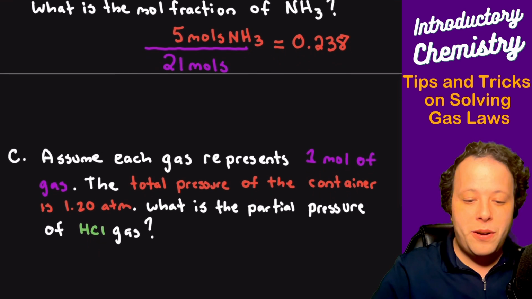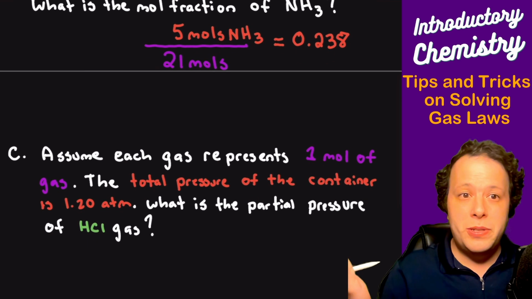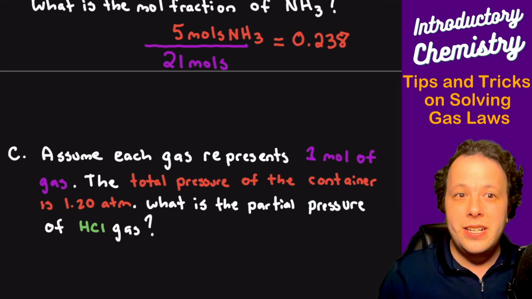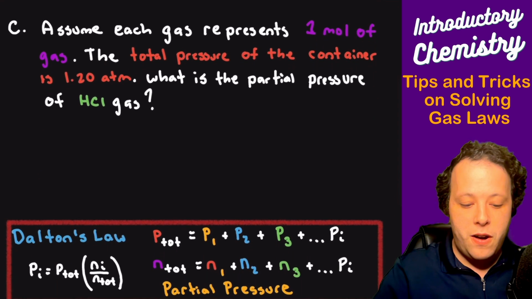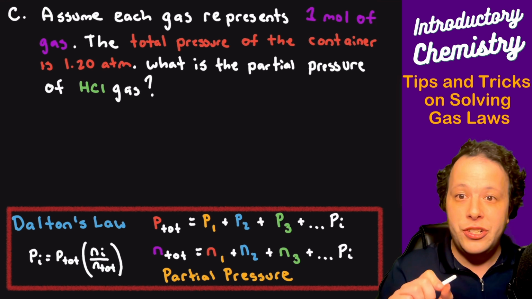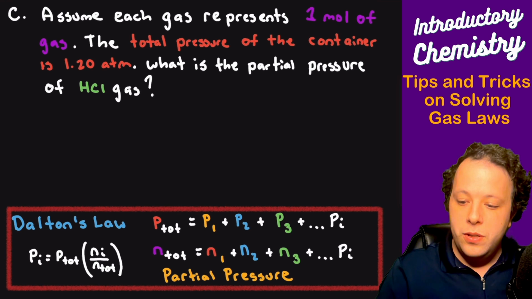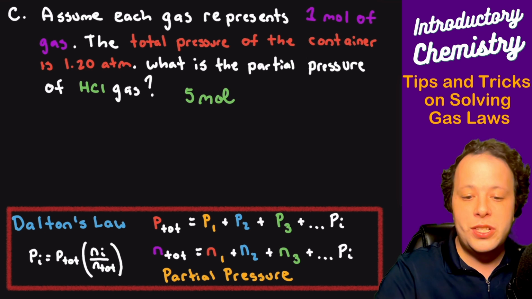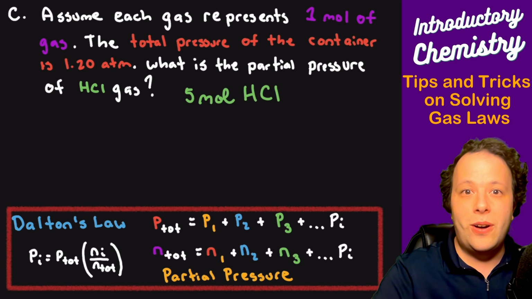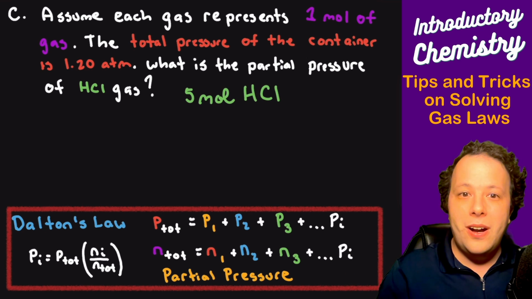Now, the last part is: assume each gas represents 1 mole, like we did before. The total pressure of the container is 1.20 atmospheres. What is the partial pressure of HCl? So earlier I had that there were 5 moles of HCl, just to remind us of how many we had in our container. So how can we do this?